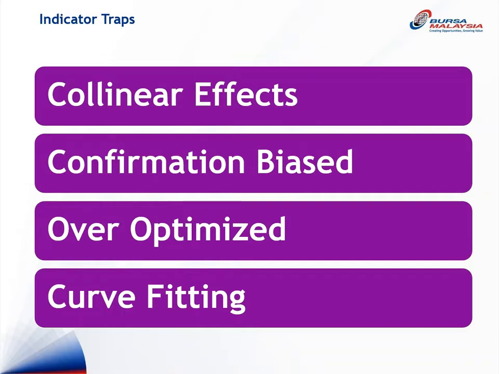And the last, but not least, is curve fitting. Curve fitting is when you try to over-optimize a system, and then you imagine that what happened in the past will happen exactly in the same order that you have been going through before. So that is actually wrong. History can repeat, but the order, the 100% of the detail may not be the same.